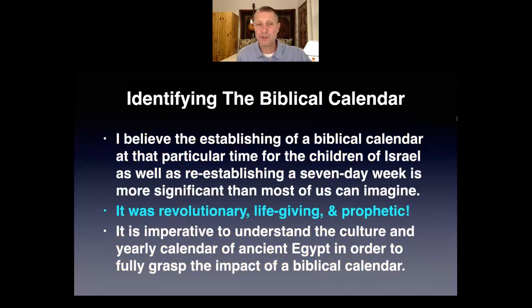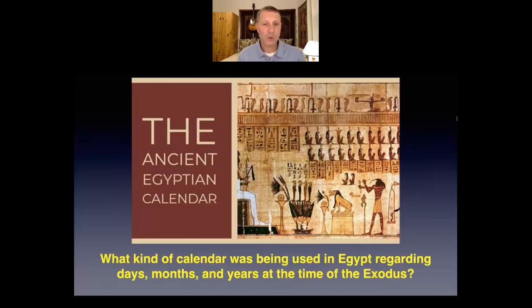I believe the establishing of a biblical calendar at that particular time for the children of Israel, as well as reestablishing a 7-day week, is more significant than most of us can imagine. It was revolutionary, life-giving, and prophetic. It is very important to understand the culture and yearly calendar of ancient Egypt in order to fully grasp the impact of a biblical calendar. So we're going to look at the Egyptian calendar. What kind of calendar was being used in Egypt regarding days, months, and years at the time of the Exodus?